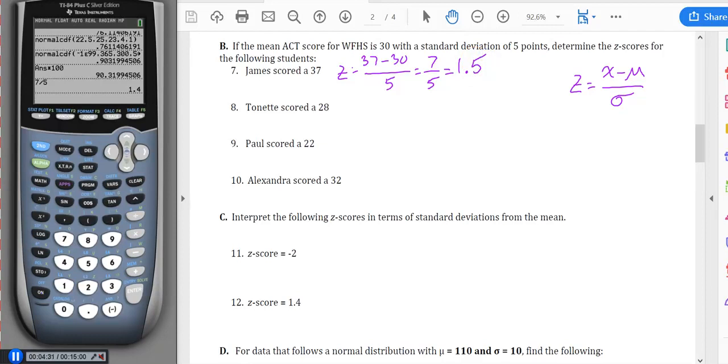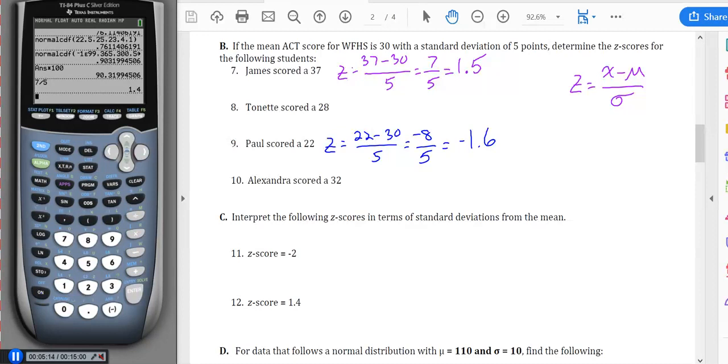Next we'll look at number 9. Number 9, now my new value is 22. So my new data point is 22. My mean is still 30. My standard deviation is still 5. I get negative 8 over 5. And for that, I'm going to get negative 1.6. It's negative because it falls below the mean. It falls below the average, and it's below the average by an amount of 1.6 standard deviations. So to get the number, you do 1.6 times whatever the standard deviation is. You can see how far away it ends up being.